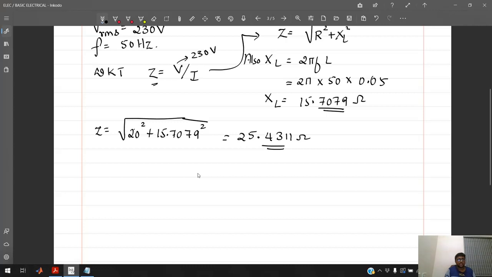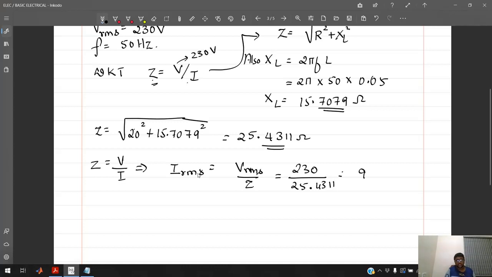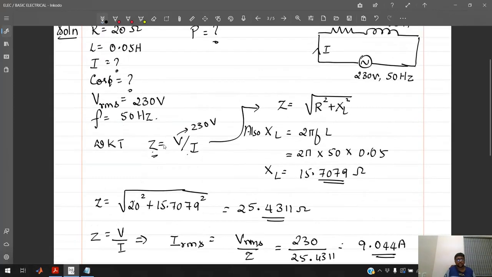Once you know the value of Z, you can calculate the value of I using this formula. Z is equal to V by I. That implies IRMS will be equal to VRMS divided by Z. So VRMS is 230 divided by 25.4311. You are going to get it as 9.044 ampere. So IRMS is known. So the first part of the question you have solved.